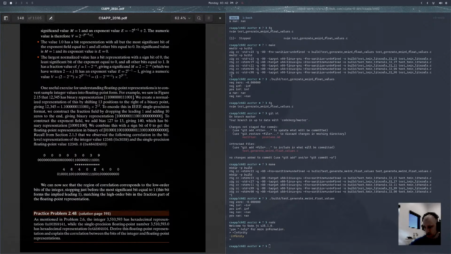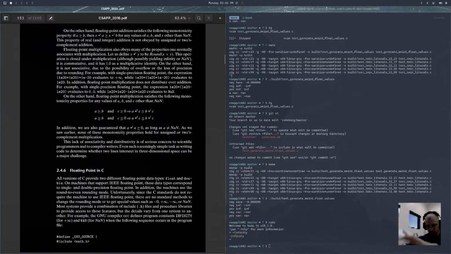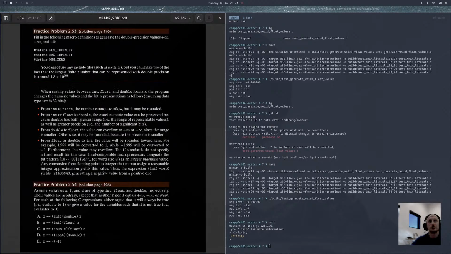Okay, so where are we at now? This is floating point in C. Yeah. So it says most systems provide a combination of include files and procedure libraries to provide access to these features, but the details vary from one system to another. For example, the GNU compiler GCC defines program constants infinity and nan when the following sequence occurs in the program file. Okay. So you have to include math.h with the GNU source or default source set to 1.